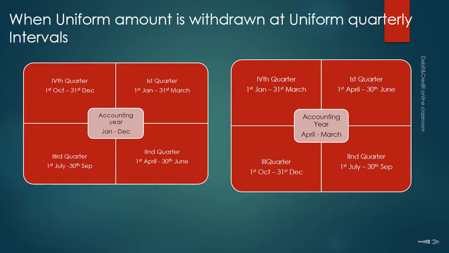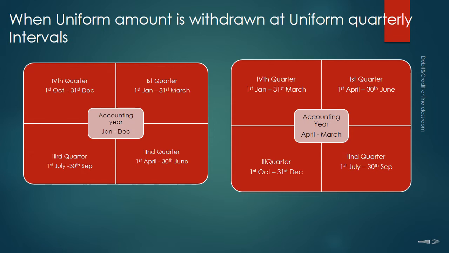We will discuss how we have to calculate the interest on drawings when a uniform amount is withdrawn at uniform quarterly intervals. We know that there are 4 quarters in 1 year. If the accounting period starts from January 1st and ends in December, the first quarter will be from January to March 31st, the second quarter from 1st April to 30th June, the third quarter from 1st July to 30th September, and the fourth quarter from 1st October to 31st December.